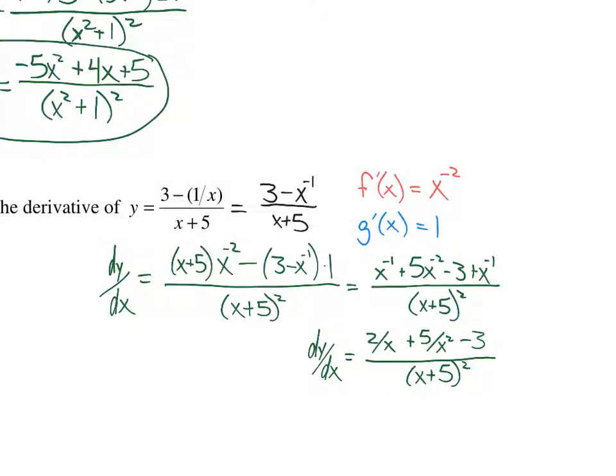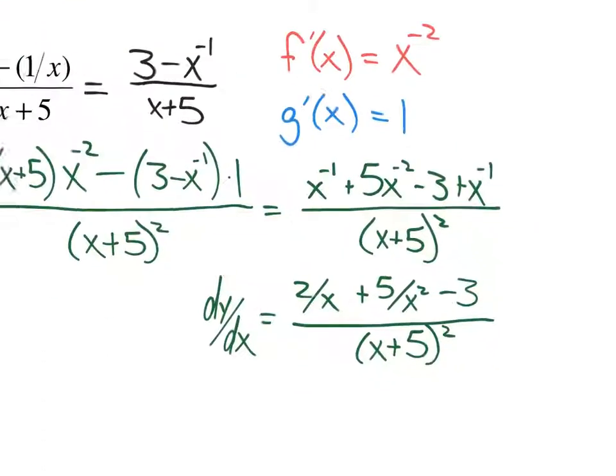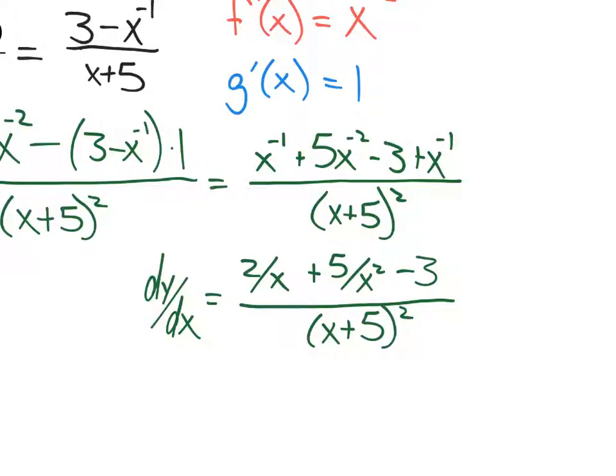Yes? You want me to simplify? No, not at this point. We could multiply the numerator and denominator each by x squared and get rid of the complex fraction, but we'll just stop there for now. Is it 2 over x, because it was 2x to the negative 1? Yeah, there were 2 of the x to the negative 1s there. We put them together. All right, that's it.